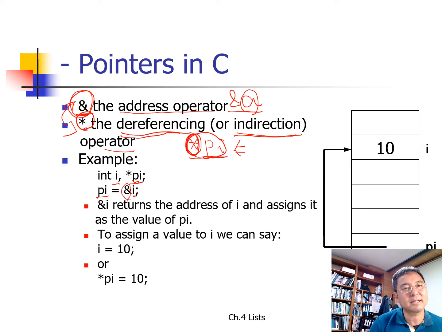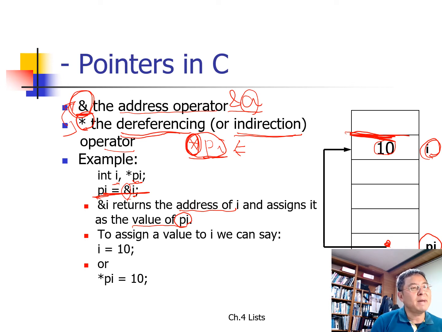If there is an i variable in memory, and i has the value 10, and also this pointer variable pi will store the address of this variable i at this assignment. So &i returns the address of i, and it is assigned to the value of pi. pi means a pointer variable to an integer.